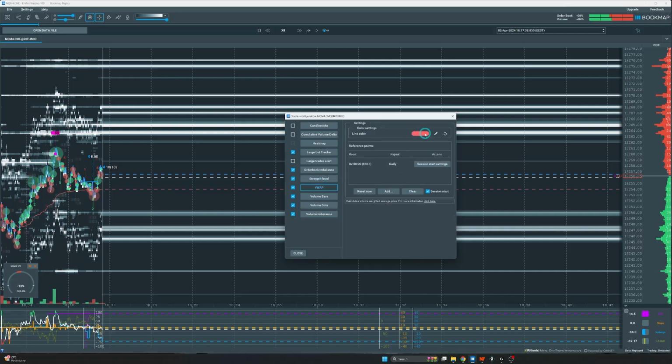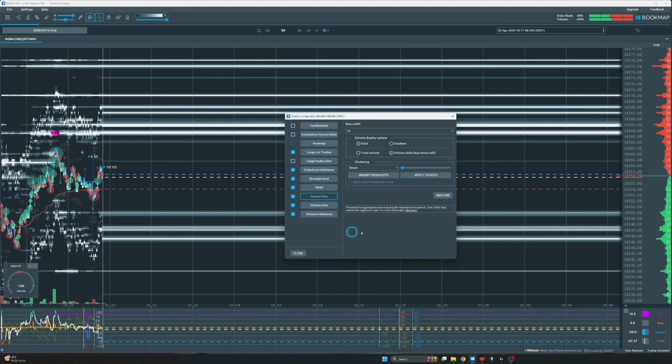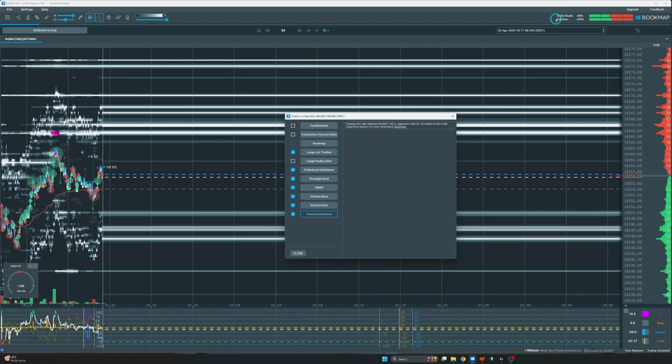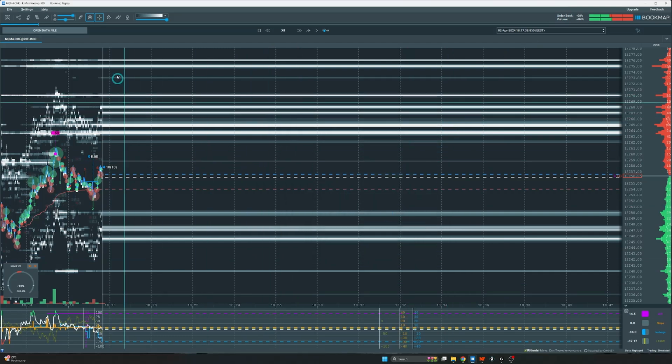VWAP, obviously, pick a color. Session start, I'm setting it based on my time zone. Volume bars, bar width, solid, whatever. This is the volume bars right here. Volume dots, I have them in 2D, size like half-ish. There's transparency, smart clustering right here. And volume imbalance, this is right here. So order book imbalance, volume imbalance right here. These are the things that are built into Bookmap. This is what I have.